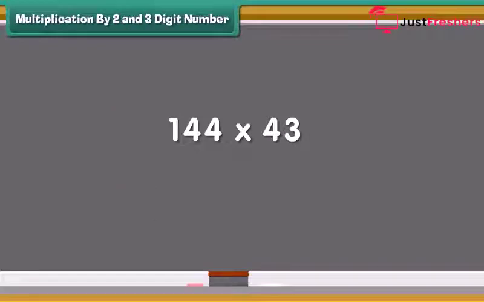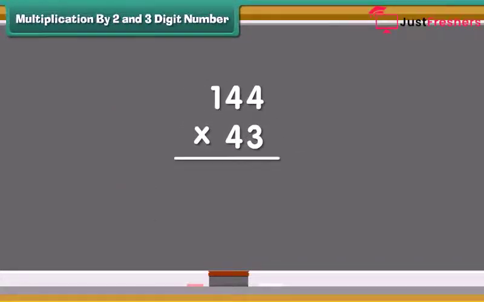Let us multiply 144 by 43. Start multiplication from 1's place. 3 times 4 is 12. Write 2 in the 1's place and carry the 1 forward to the 10's place. Multiply 3 with the number on 10's place, that is, 4, equals 12, and add 1 which was carried forward, that is, equal to 13. Write 3 in the 10's place and carry the 1 forward to the 100's place.